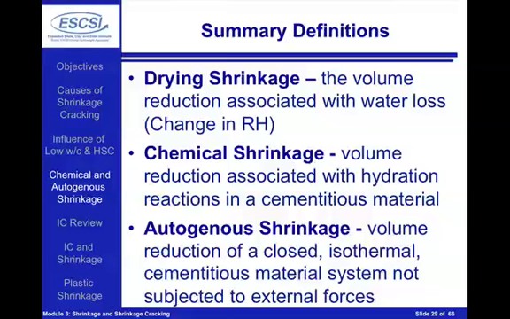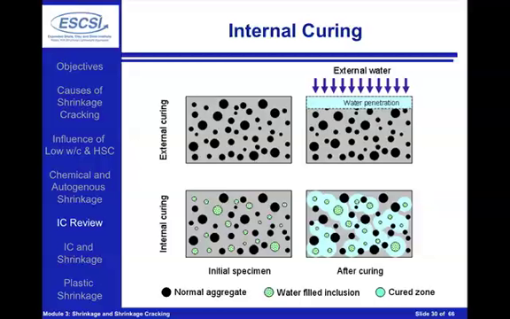Autogenous shrinkage is just the volume reduction if we have a sealed system, not changing temperature, not absorbing or giving off moisture, not subjected to external forces, and autogenous shrinkage starts to go up in lower water to cement ratio, higher performance types of concretes. So we really need to make sure that we understand specifically what shrinkage is, what's the shrinkage that we're really talking about in these different systems.